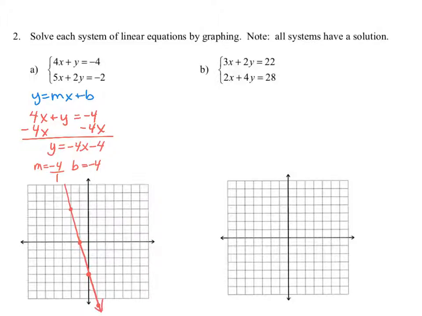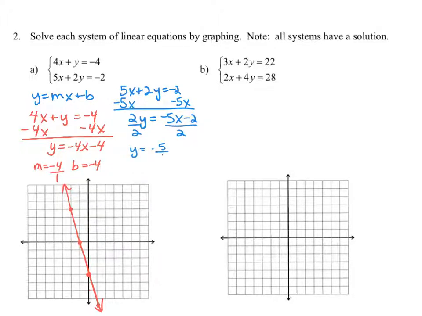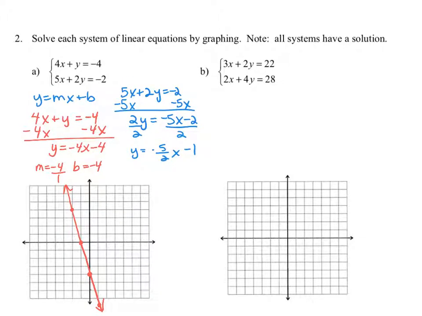Now let's graph the second equation. Again, we want to write that second equation in the form of y equals mx plus b. Our second equation is 5x plus 2y equals -2. We want to subtract 5x from both sides of the equation. When doing that, we get 2y equals -5x minus 2. And then we're going to divide both sides of the equation by 2 to get y equals -5 over 2 x minus 1.